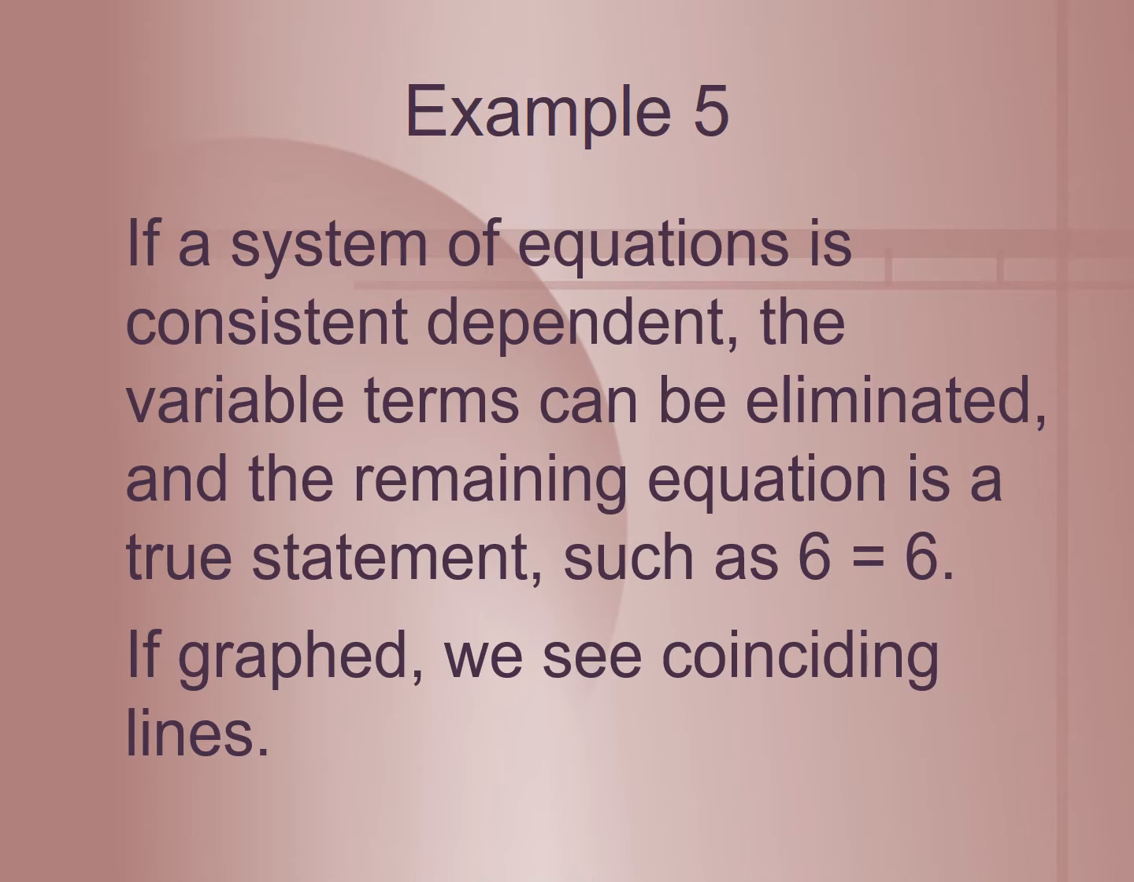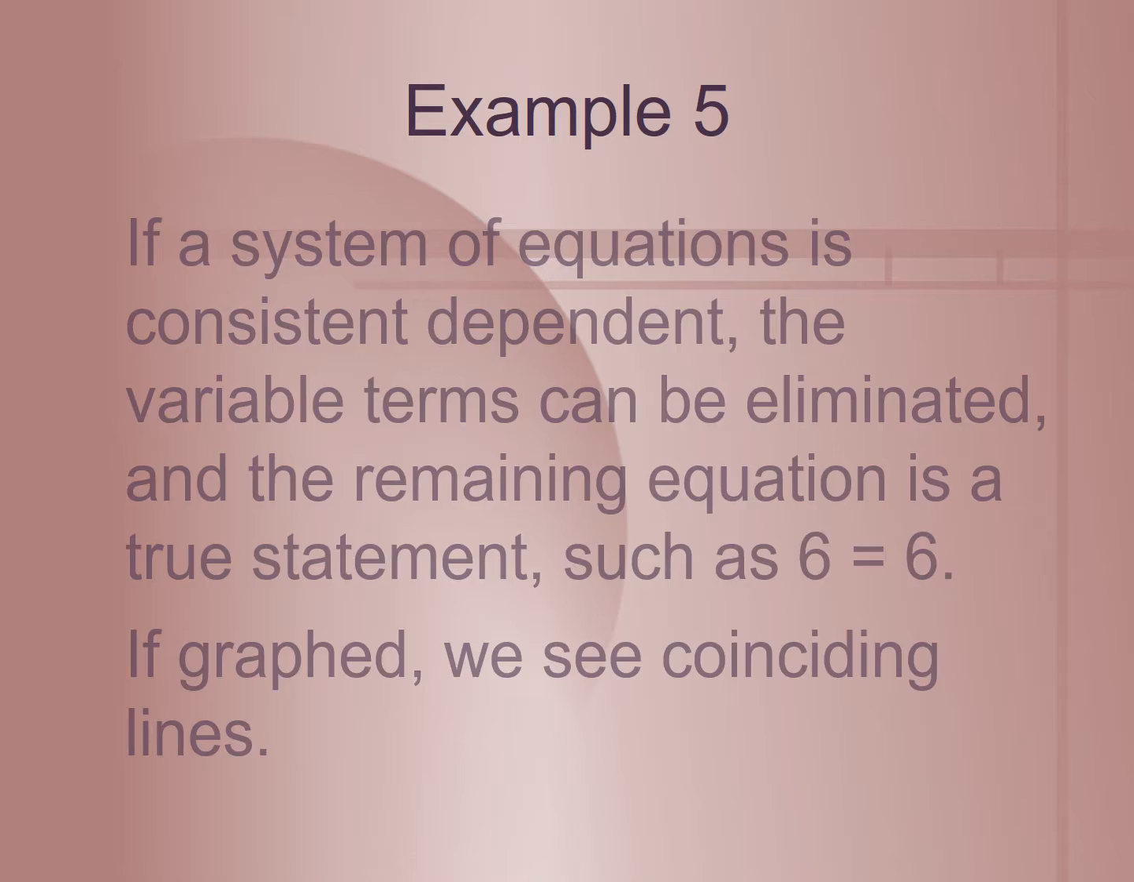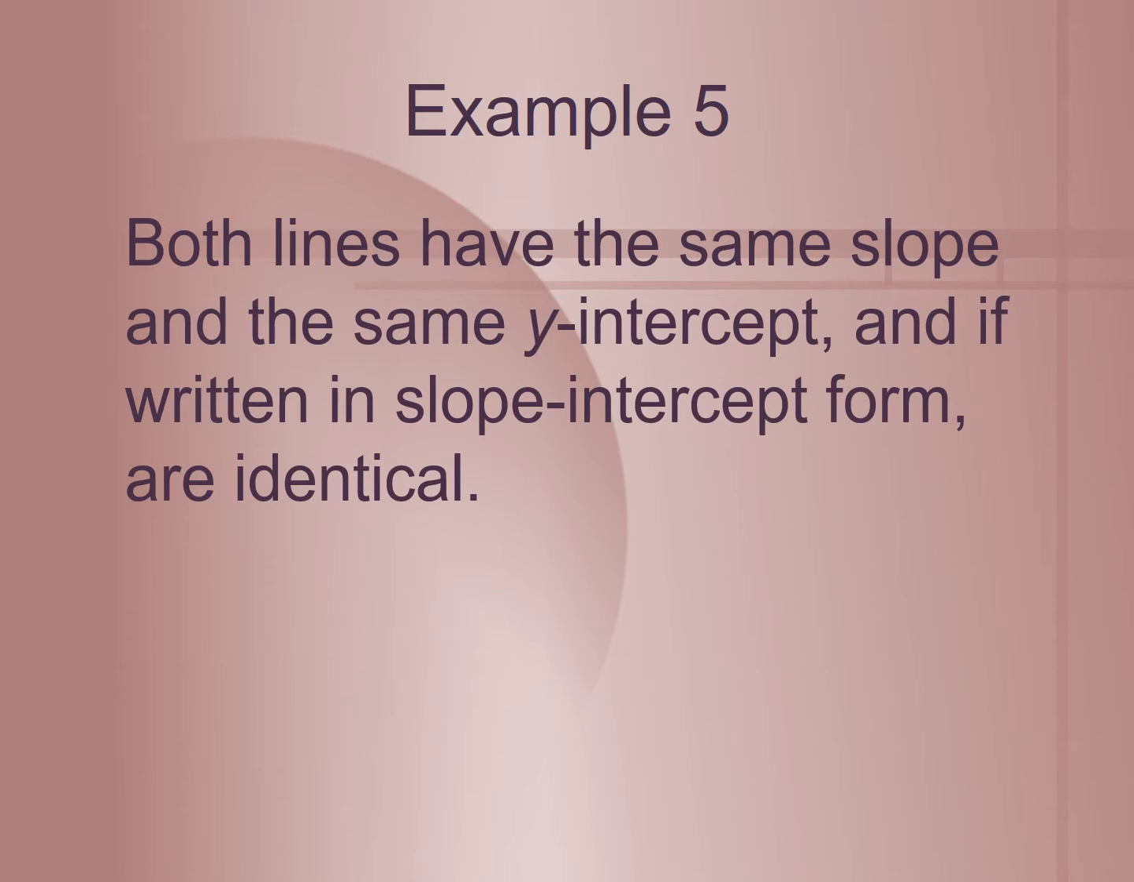If we graph those two equations, you can see that the lines are coinciding, which means that they're right on top of each other. They make the same line. And both lines are going to have the same slope and the same y-intercept because they are the same line, and they'll look identical if you put them in slope-intercept form.